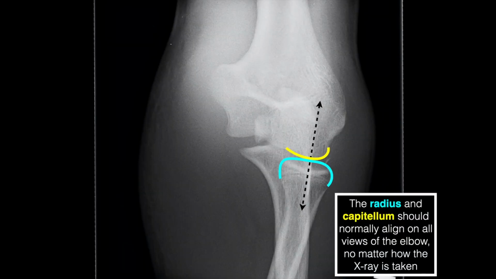One thing about elbow x-rays is that the radius and the capitellum should normally align on all views of the elbow, no matter how the x-ray is taken. So you should be able to draw a straight line through the radius and capitellum.